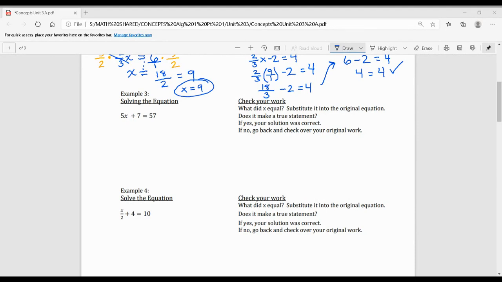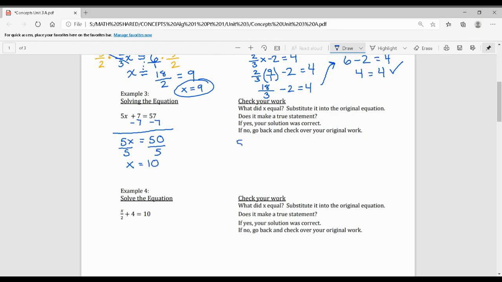So let's go through it. First thing is to subtract 7 from both sides. Right? We're undoing, so we do the opposite, what's least attached to the variable. So now I get 5x equals 50. Now to get x alone, it was multiplying, so I divide. And 50 divided by 5 is 10.